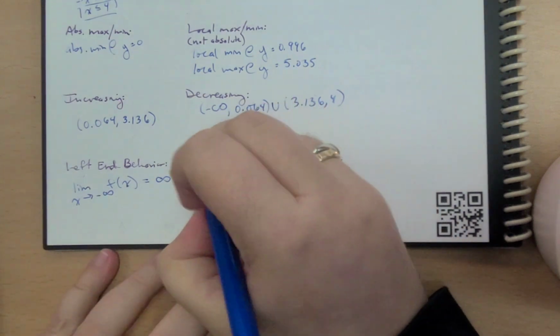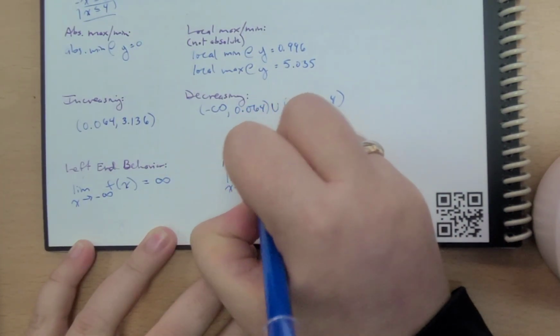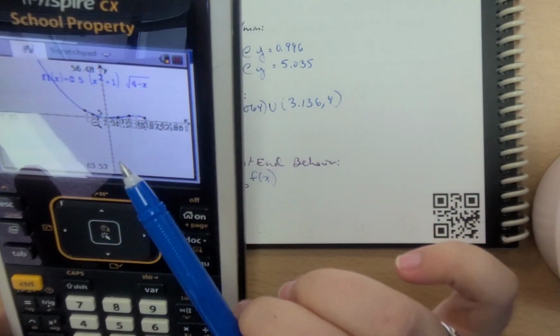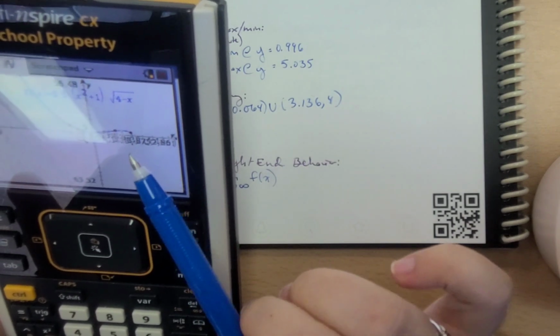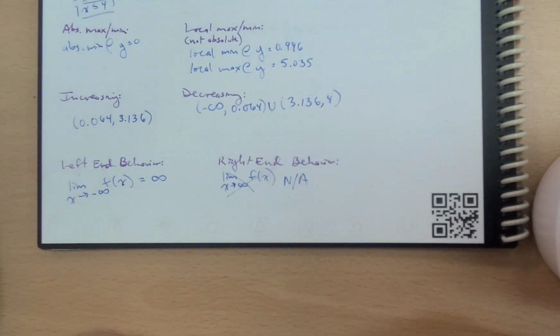But our right end behavior, the limit as x approaches infinity of f of x. Well, as this goes off, there's actually nothing happening here. So we can just say not applicable.